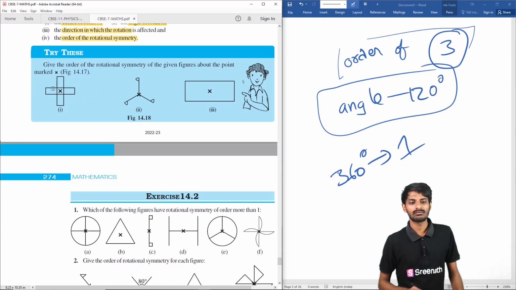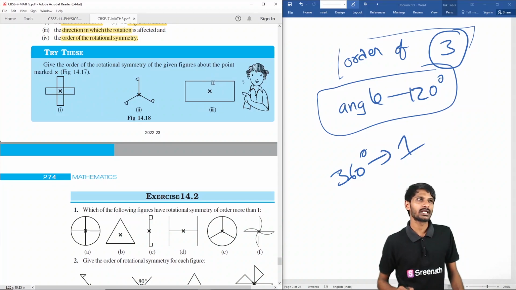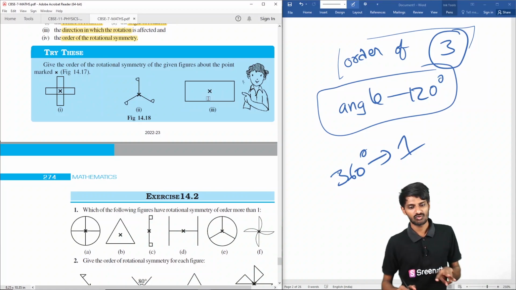And for this, what is the rotational symmetry order? 4 times, angle is 90 degrees. For this one, it is 120 degrees. For this, you will get order of symmetry as 2, and for 180 degrees, you will get symmetry, students.